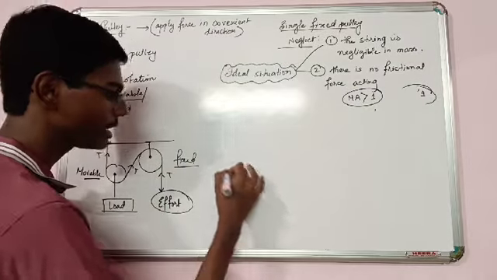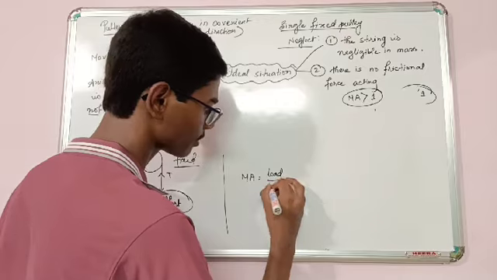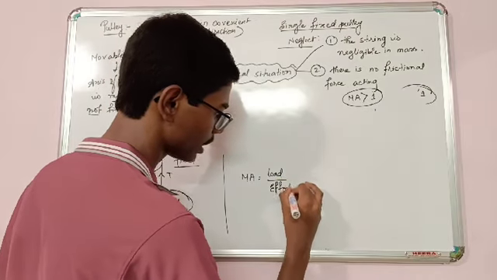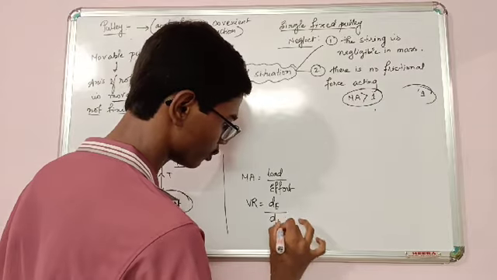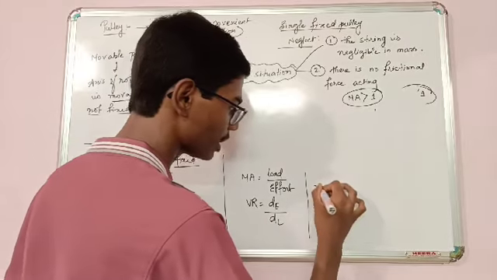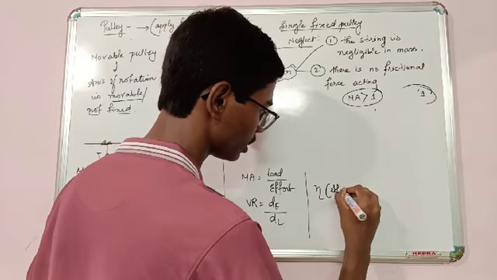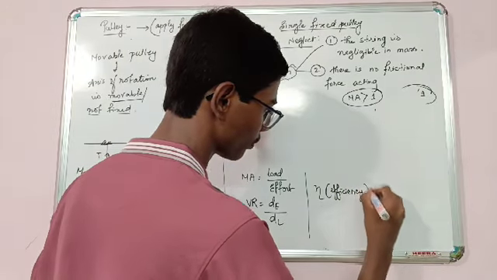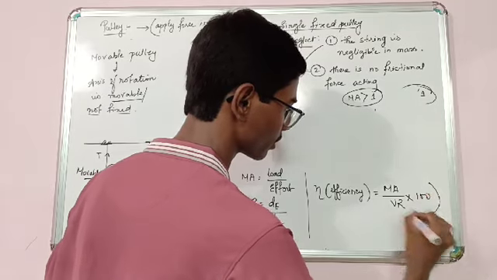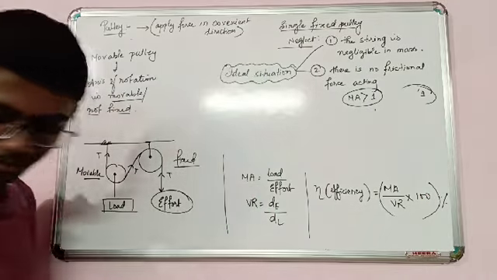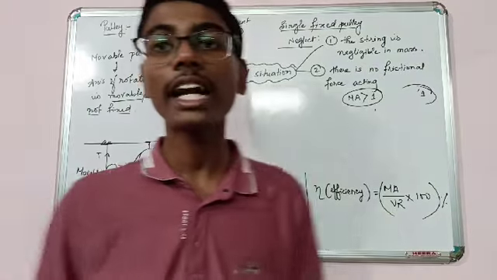Telling you the formulas once again. MA is equal to load by effort. VR is equal to distance moved by the effort by distance moved by the load, and efficiency eta, let me write it down, efficiency eta is equal to MA by VR into 100%. Fine? So this was all regarding pulley.